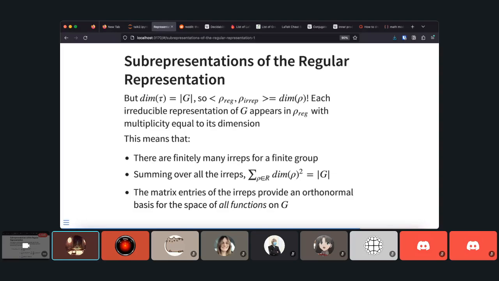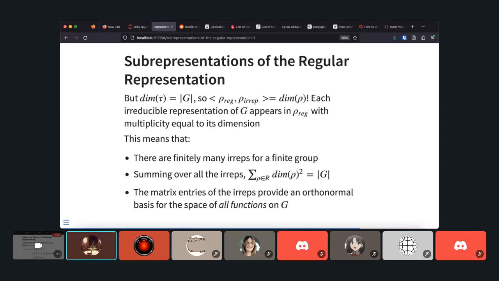And so this means there are only finitely many irreps, which is great. It would be very difficult if there were infinitely many. But more than that, the dimensions of the irreps, if you sum the dimensions squared, have to be equal to the order of G.